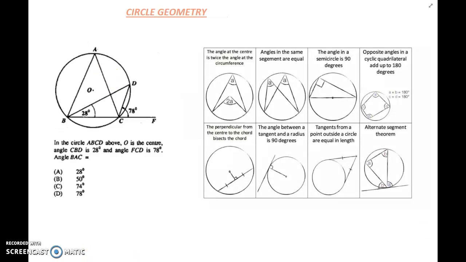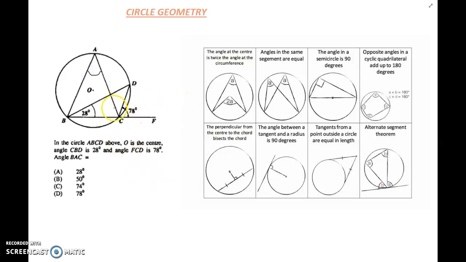Alright, so last question that we're looking at. In the circle ABCD, O is the center, angle CBD is 28 degrees, angle FCD is 78 degrees, angle BAC is what we need to find, right? Angle BAC. So this is what we want to find.